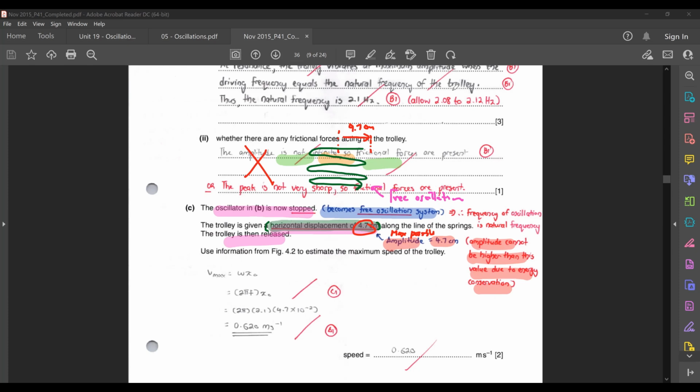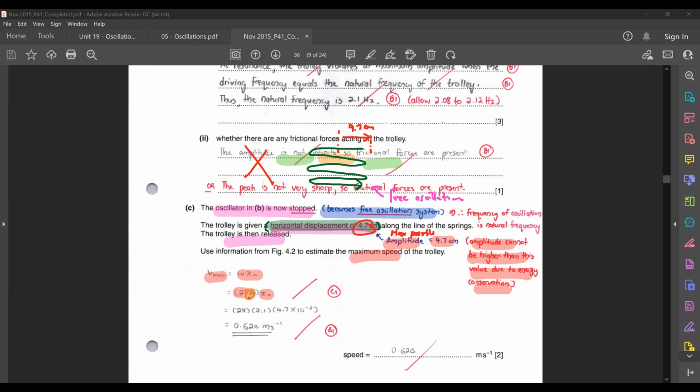All right. So knowing those two facts here, how do you find your maximum speed? Your maximum speed, you already know Vmax is equals to omega x naught. All right. So your omega is 2 pi f. Your x naught remains the same. Now, what's the value of frequency that you want to use?